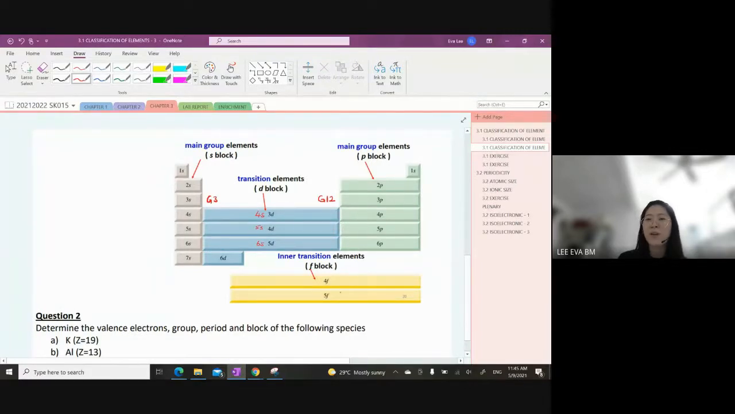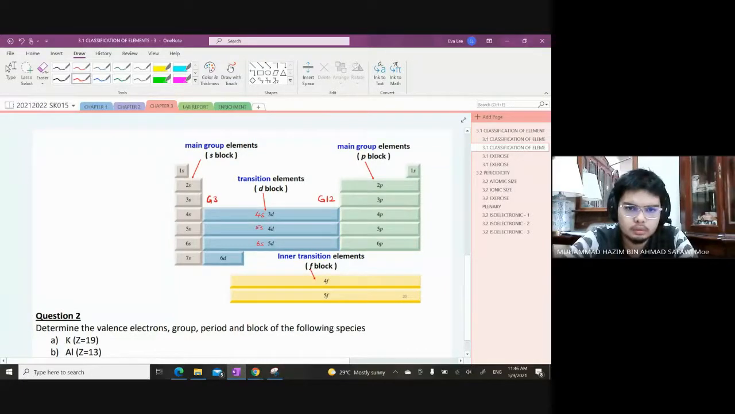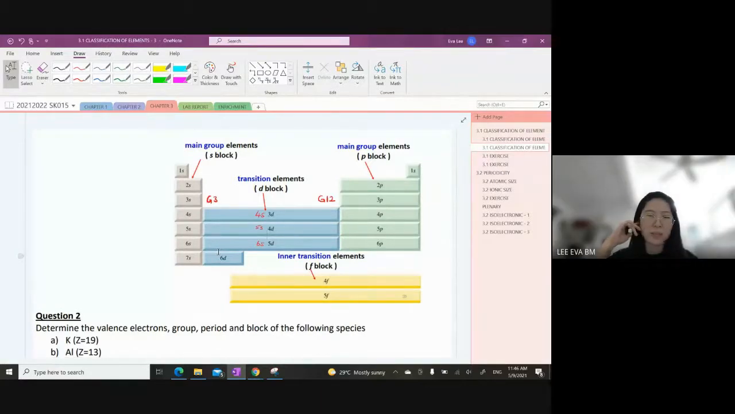So is everyone alright in this case? Ada soalan nak tanya untuk block? So will you consider it as P block even though it's only 1s? For helium. Is it helium? Okay, never mind. Hazim, I think your mic is having some problems because your madam can't hear you clearly.